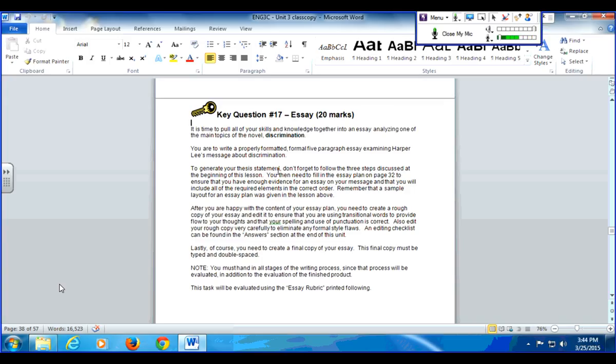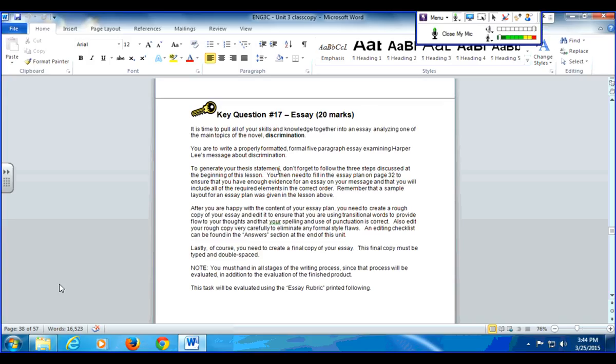So think about everything you learned. You're going to write a properly formatted, formal 5-paragraph essay examining what Harper Lee's message was about discrimination. So we're going to work through some of these steps tomorrow. We won't have time today. Don't forget the following 3 steps discussed at the beginning of this lesson. We'll go back and look at that later on tomorrow.